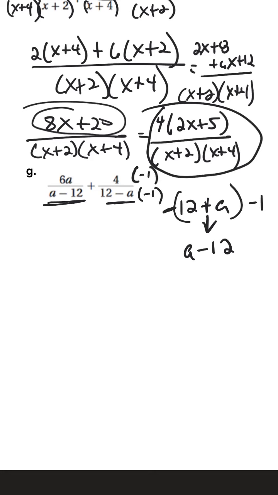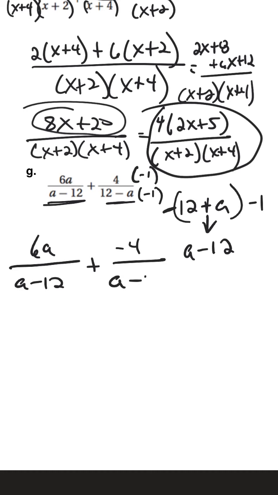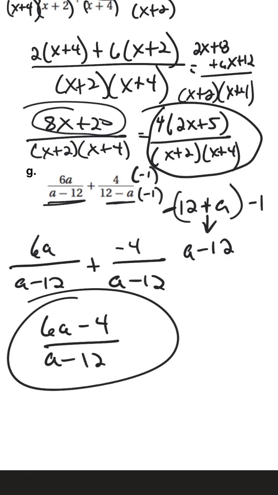So I'm going to multiply the top and the bottom of that second fraction by negative 1. What does that let me do? It allows me to change the 12 and the a and make it a minus 12. And then I'm able to have a common denominator and combine the top. This is going to be my end result.